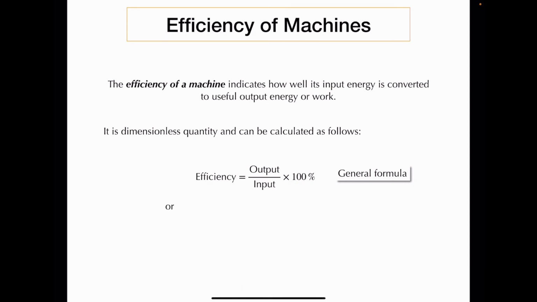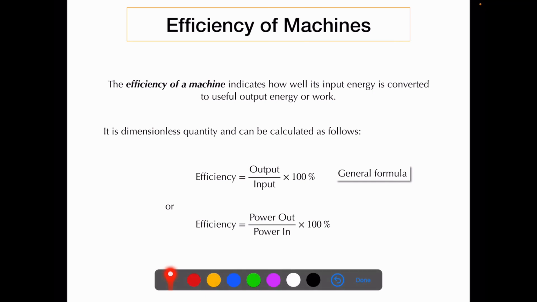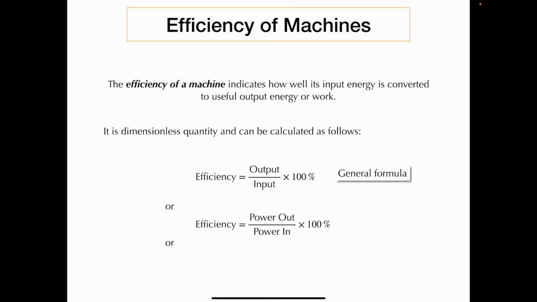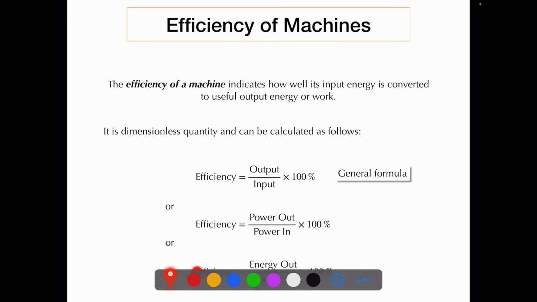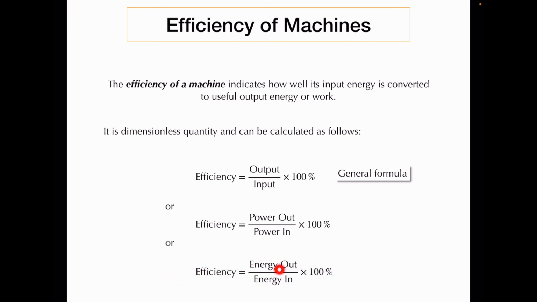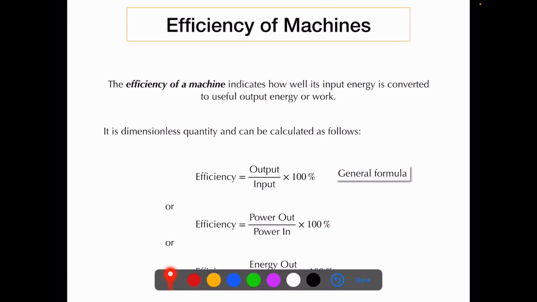So we can write it like this also, that efficiency is equal to output power divided by input power times 100. It is represented in terms of percentage, or we can also write it in terms of energy. So energy output divided by energy input times 100% is also the formula for efficiency of machines.